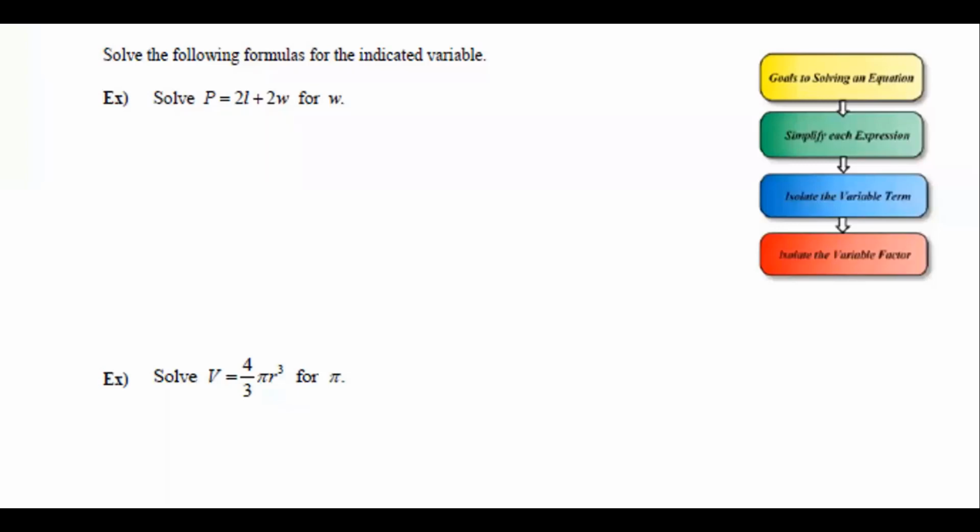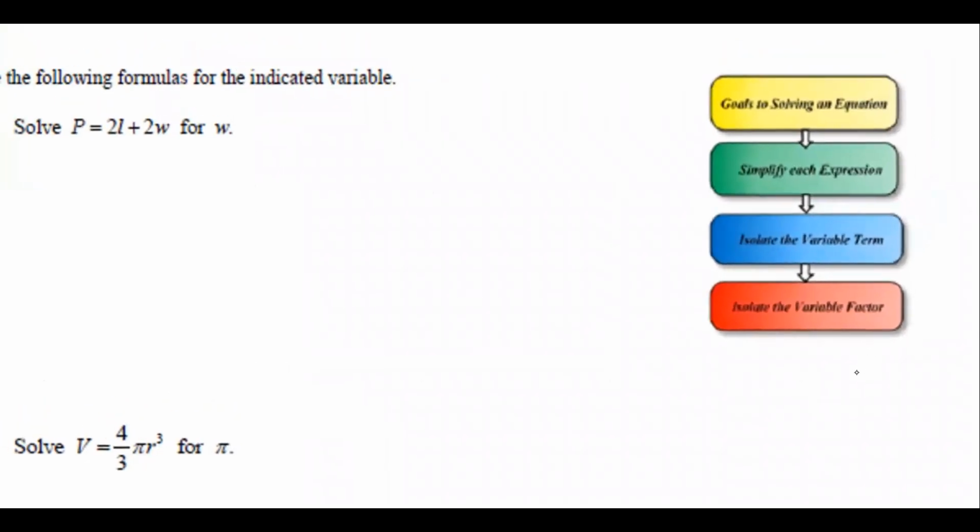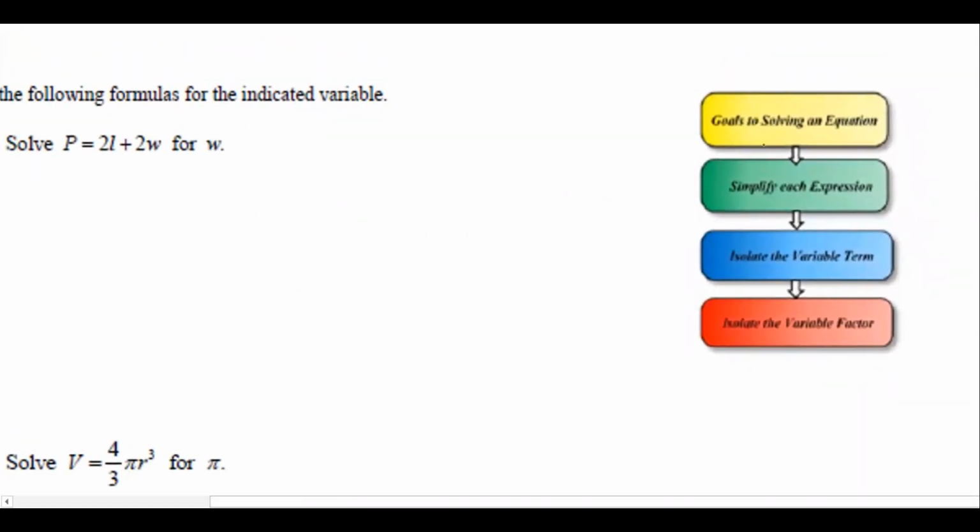All right, so we want to solve the following formulas for the indicated variable. So again, the steps to solving, I wrote them over here. We have goals. So what are we solving for? If we have to simplify our expressions, we'll do that. But then we'll isolate the variable term and then isolate the variable factor.